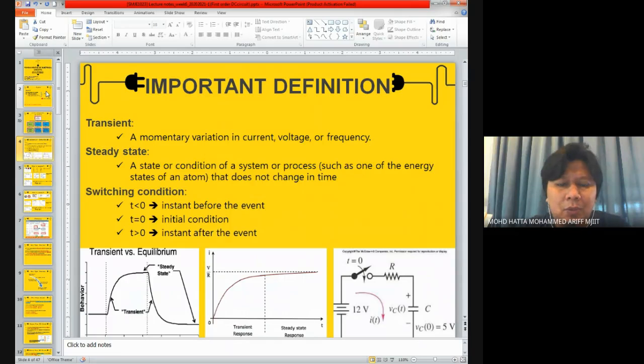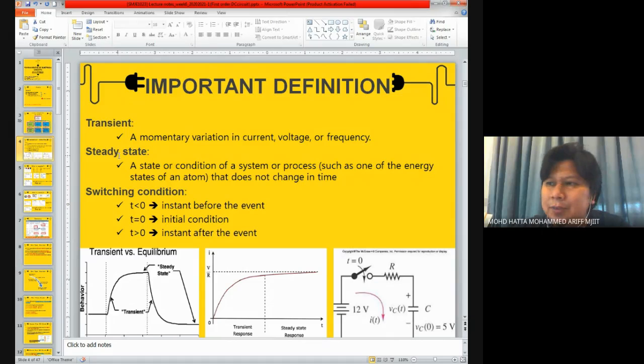Okay, this is an important definition throughout the topic. Maybe this definition is something new for you guys. Maybe this is the first time you heard about transient, or about steady state and so on. Okay, what does it mean by transient? Transient is a momentary variation in current, voltage, or frequency. For example, if you look at these two responses, the variation of voltage or current here is considered a transient phase, where you have variation of parameters or values over here.